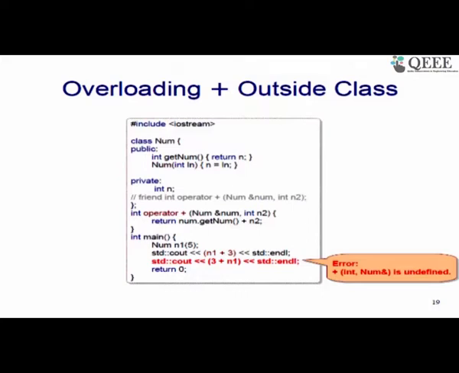Slide number 19 says that in general, when we are talking about a particular operator, let's say plus, logically we know that plus is a commutative operator, right? Which means that you can do a plus b, alternatively you can do b plus a.